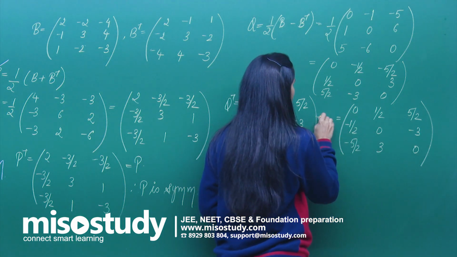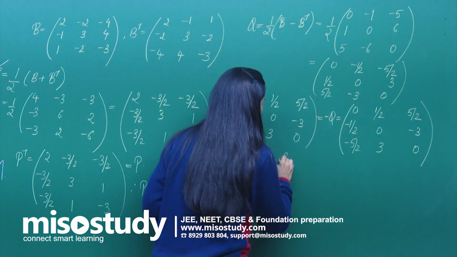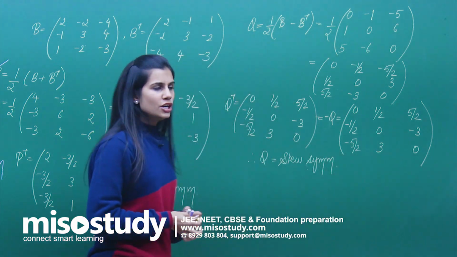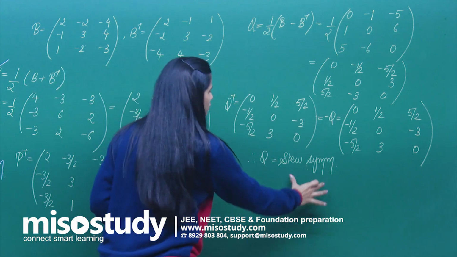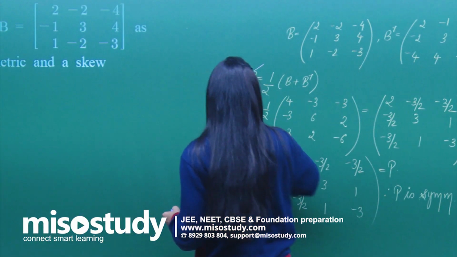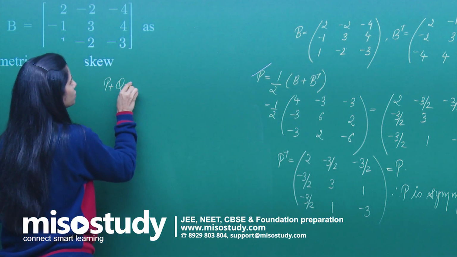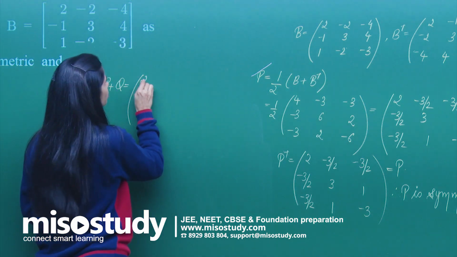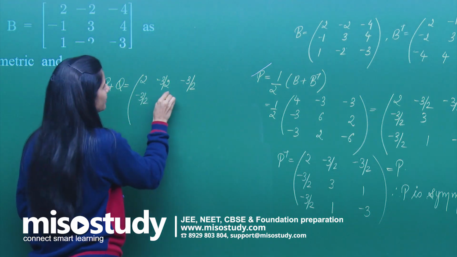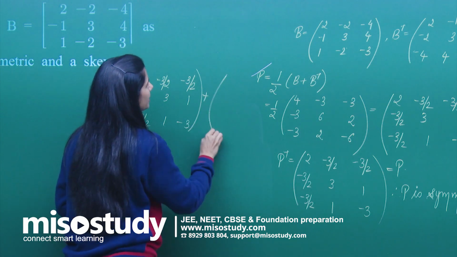So you have got that Q transpose is same as minus Q. Therefore, Q is skew symmetric. So you have produced a matrix which is symmetric, you have produced a matrix which is skew symmetric. The only thing which is left is to show that B can be written as the sum of these two matrices. So if I add P plus Q, what is P? P is 2, minus 3 by 2, minus 3 by 2, minus 3 by 2, 3, 1, minus 3 by 2, 1, minus 3, plus Q.